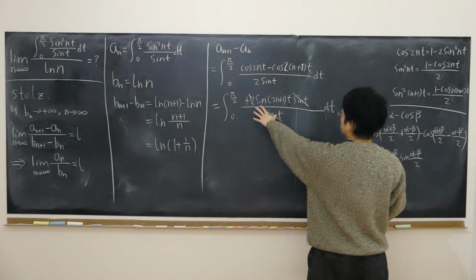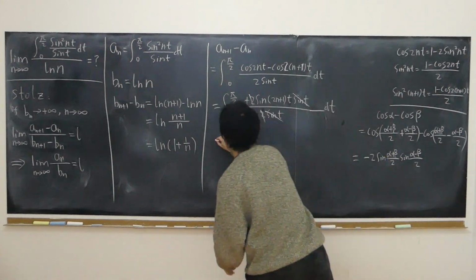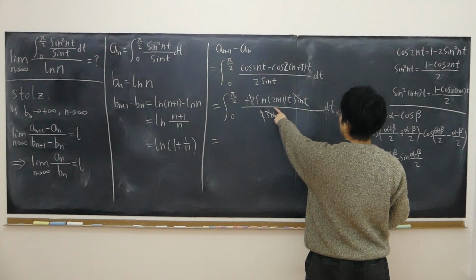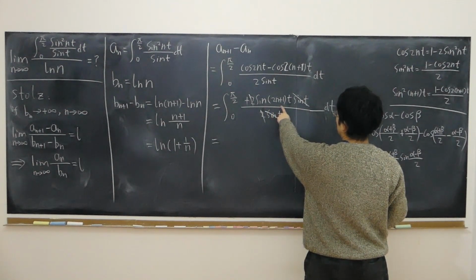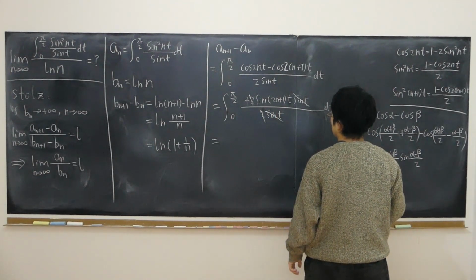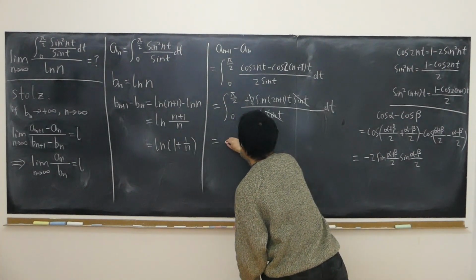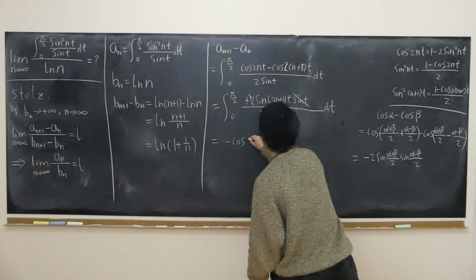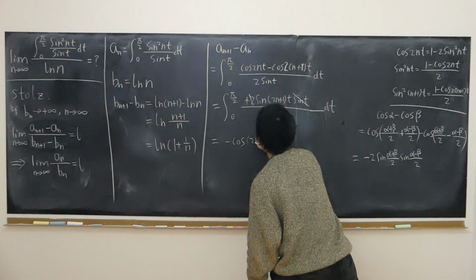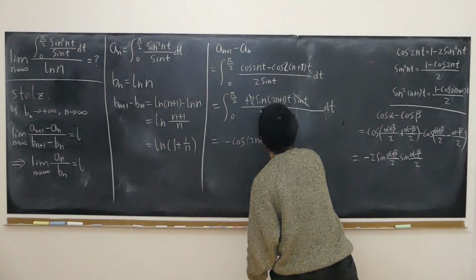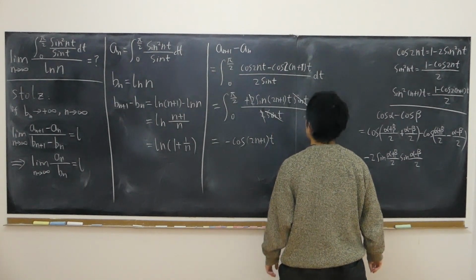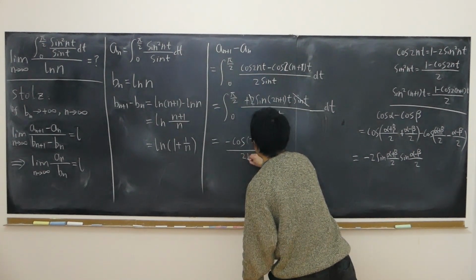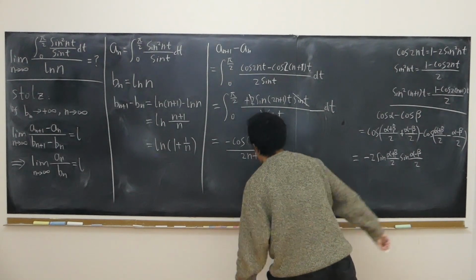Now, we just need to work out this integral, right? What's its antiderivative? Sine of (2n plus 1)t. That is simply minus cosine of (2n plus 1)t, and we have to divide it by 2n plus 1 because there is a chain rule here.